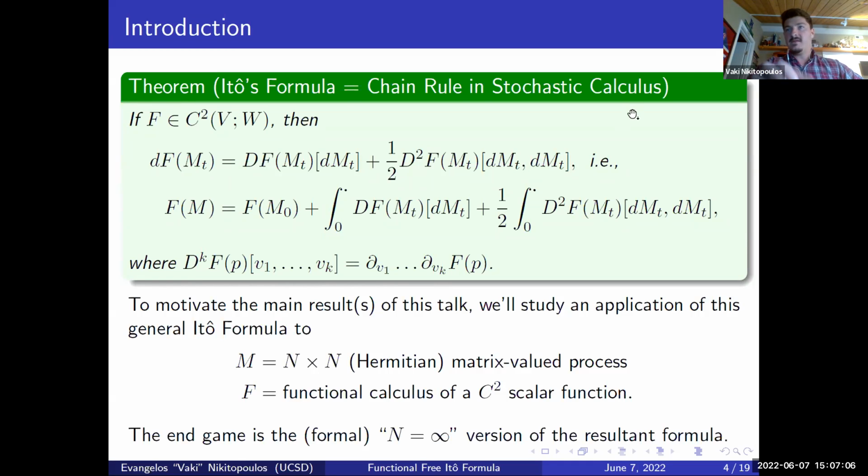Okay, to motivate the free version, the main result of the talk, I'll talk about an application of this classical Ito's formula to M being an n by n matrix valued process, and F being the map you get from functional calculus of a C2 scalar function. And the end game, as I told you, will be the n equals infinity version of the resulting formula, i.e. the free Ito formula.